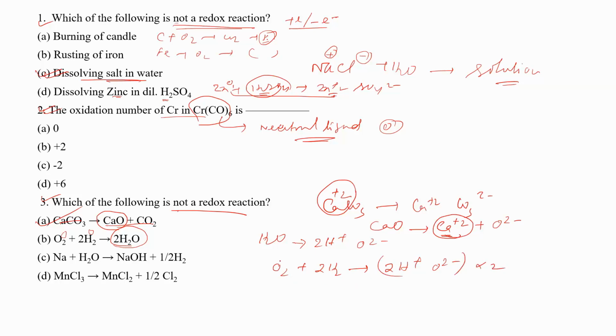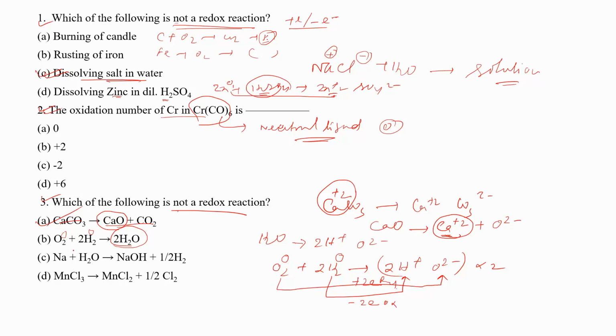Here the oxidation state was zero for both. Oxygen goes from 0 to 2-, and hydrogen goes from 0 to 2+. So here 2 electrons are lost and here 2 electrons are gained. So this is the oxidation reaction and this is the reduction reaction. Both reactions are happening, that's why it is a redox reaction.